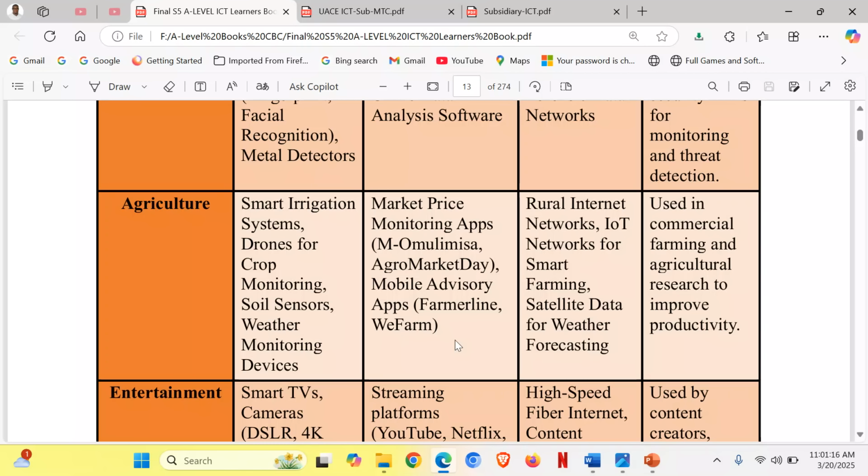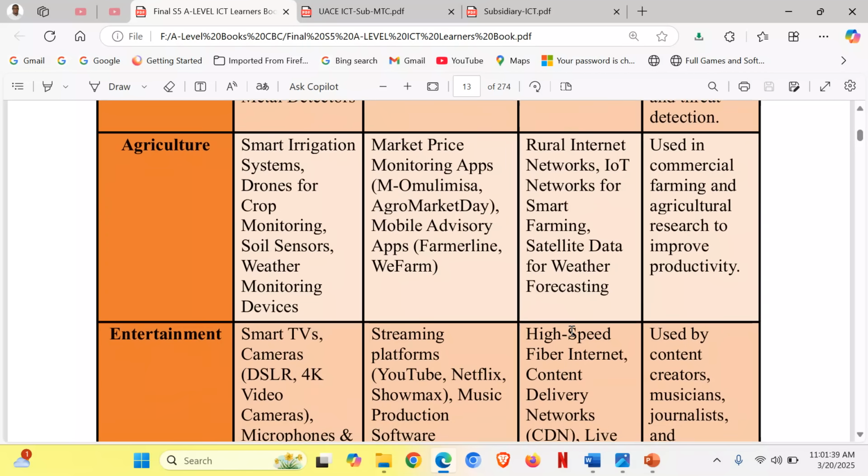How about network ICT tools? We have rural internet networks. We have Internet of Things, IoT networks for smart farming. We also have satellite data for weather forecasting. Basically, all these ICT tools are used in commercial farming and agricultural research to improve productivity.